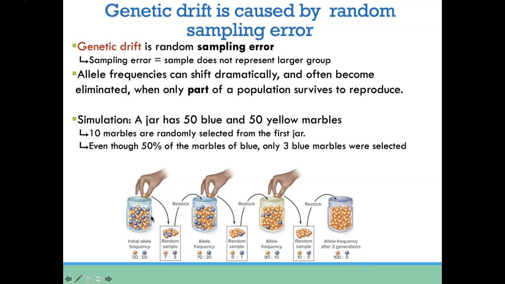You randomly selected a sample that did not represent the larger group. And allele frequencies can shift dramatically, right? You went from 50-50 to 100 to 0 when only part of a population survives to reproduce. Let's take it out of the jar example. In reality, maybe the blue allele was harmful. So after every generation, the blue allele was less likely to be present in the gene pool. So over time, the allele frequency completely shifted when only part of the population survives to reproduce.